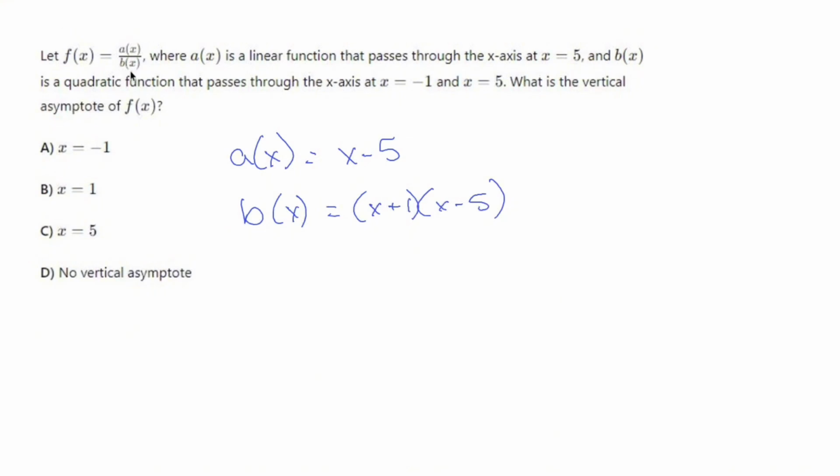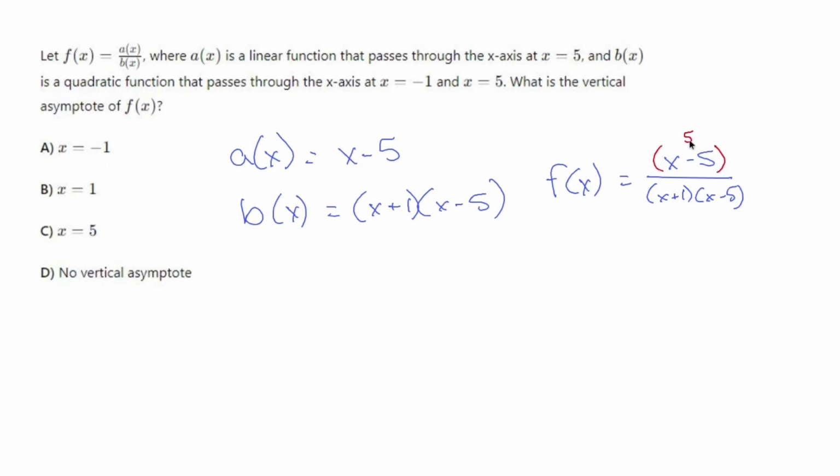Since f of x is given to us as a of x over b of x, we can write this whole guy out as x minus 5 over x plus 1 times x minus 5. They want the vertical asymptotes. So the magic numbers for these guys are the numbers that make every factor, and yes, that is a factor, 0.